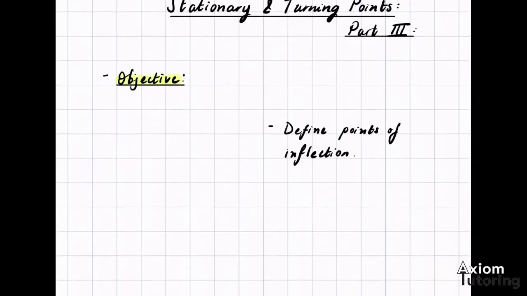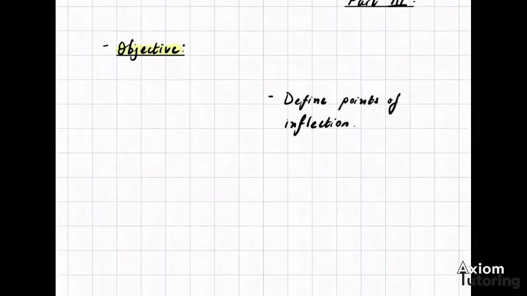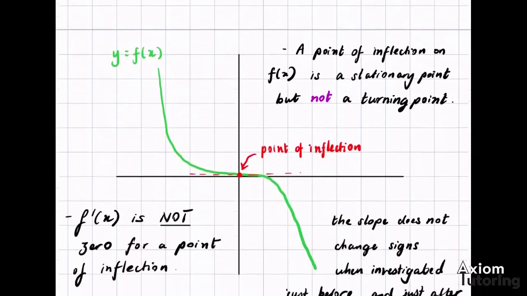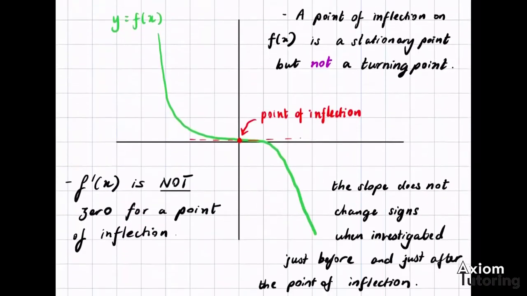Our objective for this video is just to define points of inflection. So we previously looked at stationary points where f dash of x equals 0 at these stationary points. However, now we're looking at a point of inflection on a curve f of x. So here I've labeled the point of inflection. So f dash of x is actually not 0 for this point.